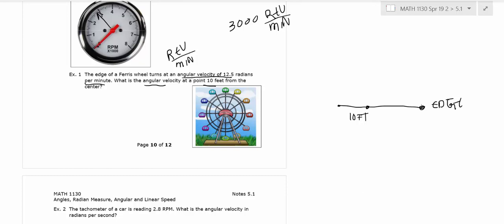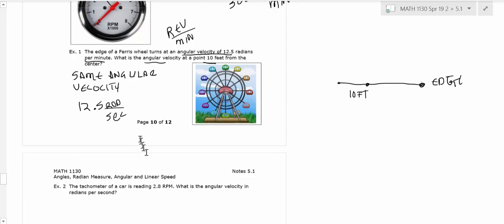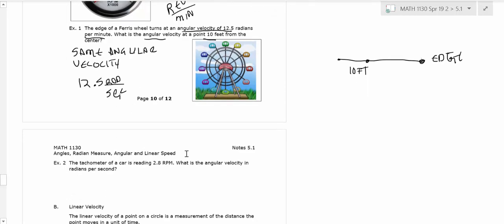So basically, you just want to make a note on this that it has the same angular velocity anywhere on that radius. So it's always going to have that. So the answer to the problem would just be 12.5 radians per minute. Everywhere on that radius of that Ferris wheel, it's going to turn through that same angular velocity. So that's the idea.